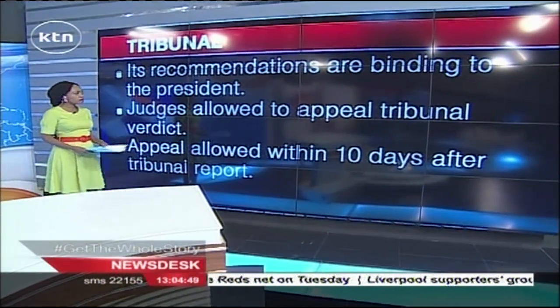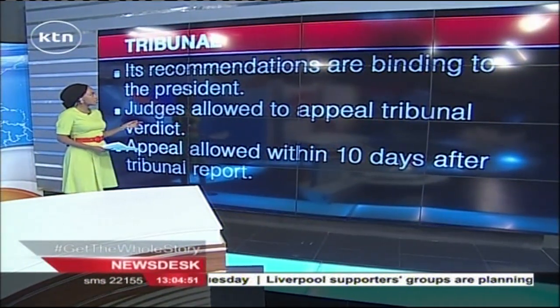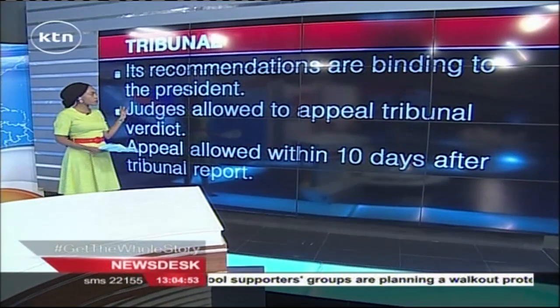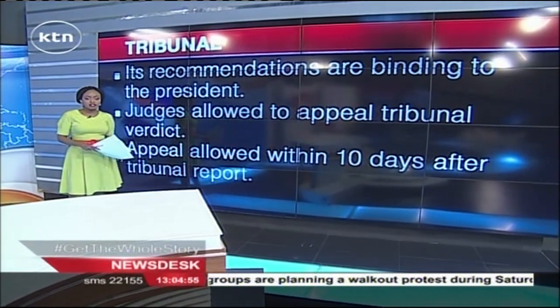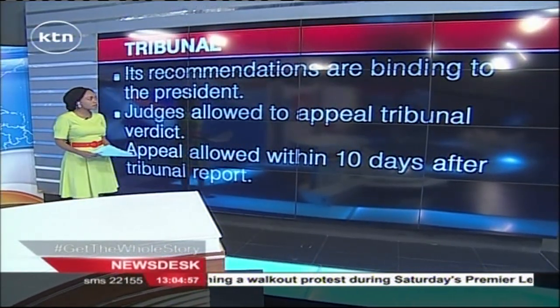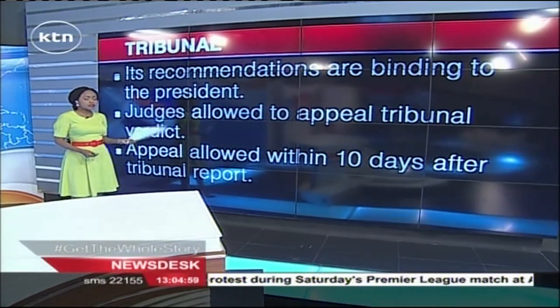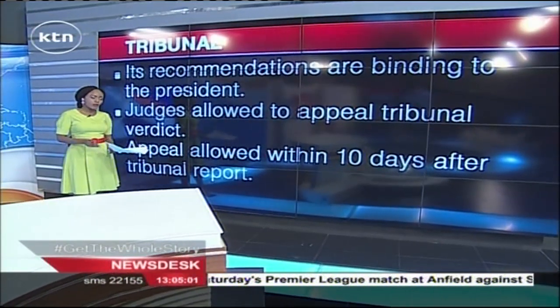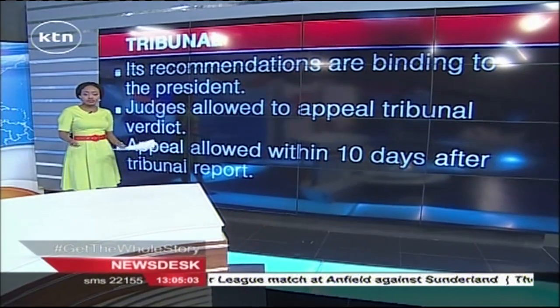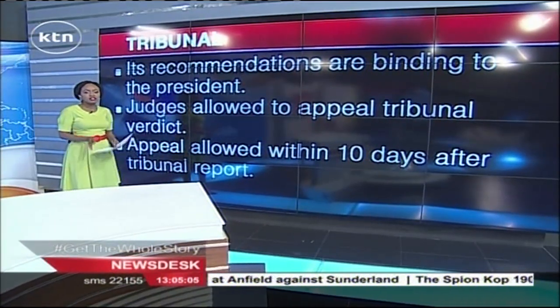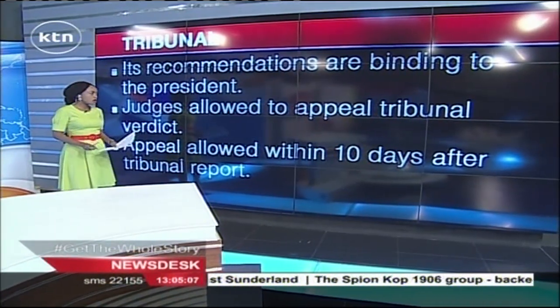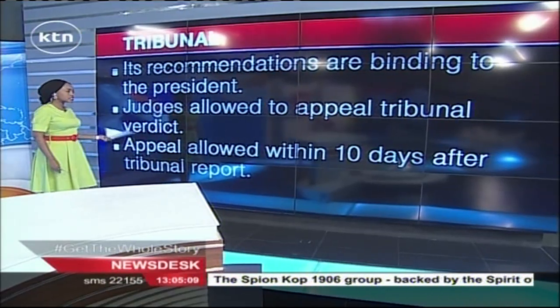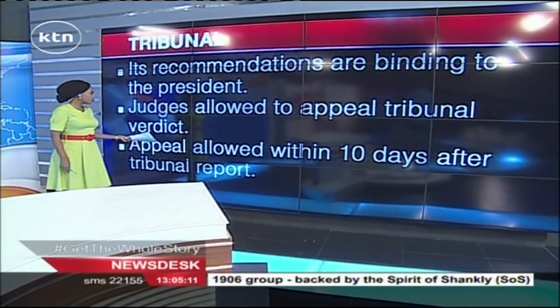In terms of the tribunal, its recommendations are binding to the president. So once it completes its work, which it should do so expeditiously, they submit the same to the president. At that particular point, the president is then to announce what those findings are. He cannot alter them or have his own recommendations or the other. So it's binding. Judges are allowed to appeal the tribunal verdict.